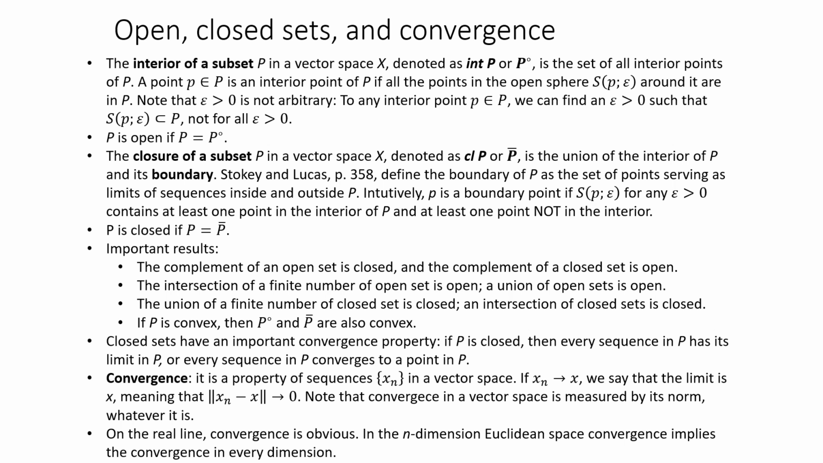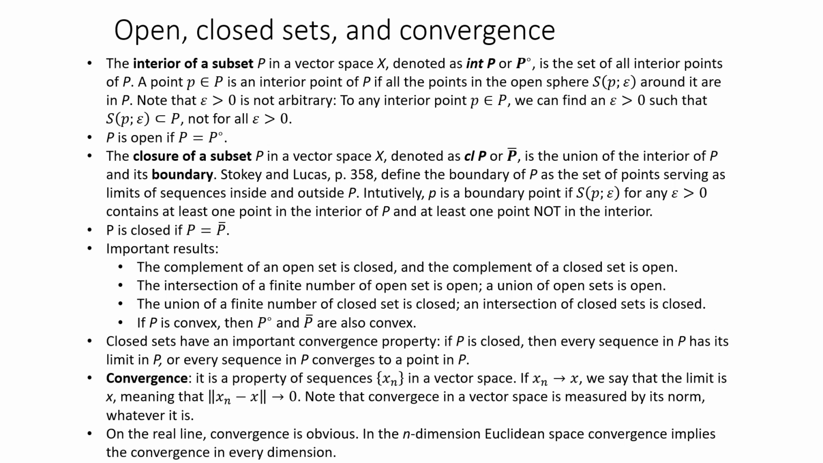Closed sets have an important convergence property. If P is closed, then every sequence in P has its limits in P. So, in other words, every convergent sequence in the subset converges to a point in the same subset, to a point in P. So, finally, we can define the convergence.